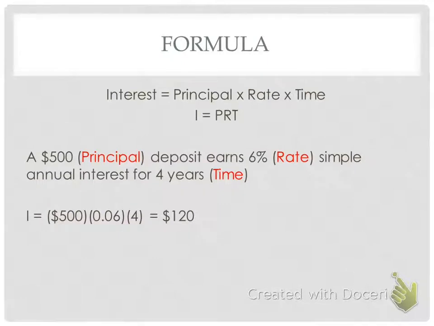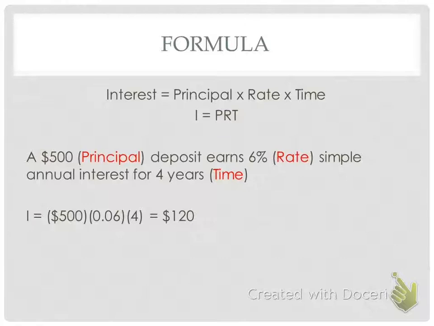All right, the first thing you need to know about calculating simple interest is the formula. The formula to calculate simple interest is interest equals principal times rate times time, or more simply, I equals PRT. Now, I've given you an example here. You don't have to write this part down in your notes, but you do need the formula.